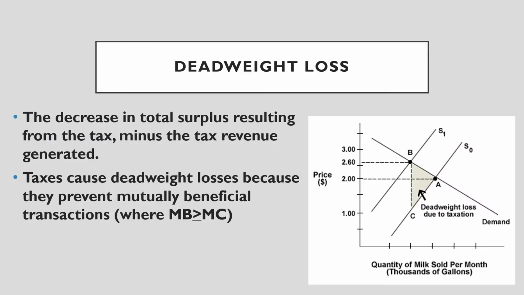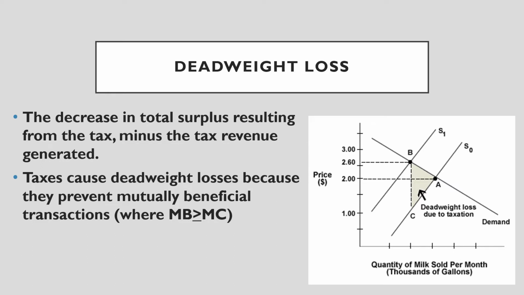Let's do it. All right, so deadweight loss refers to the decrease in total surplus resulting from the tax minus the tax revenue generated. So the idea is that there are mutually beneficial transactions that are not able to take place as a result of taxation. The way that we find the mutually beneficial transactions is we look at the demand curve and the supply curve.